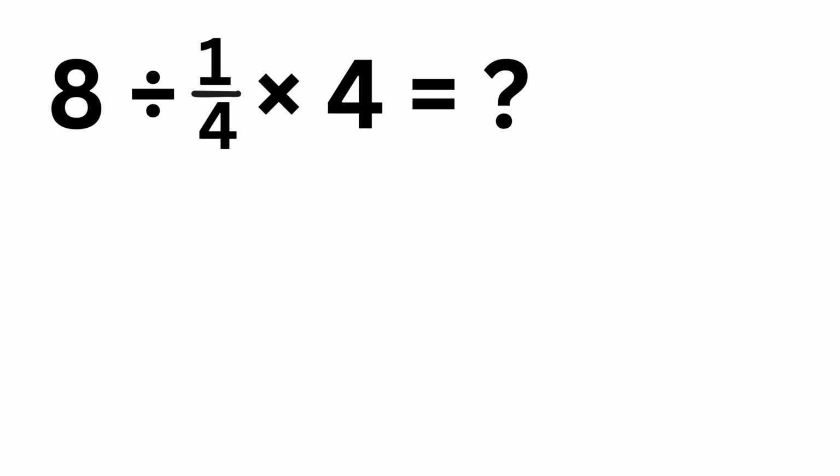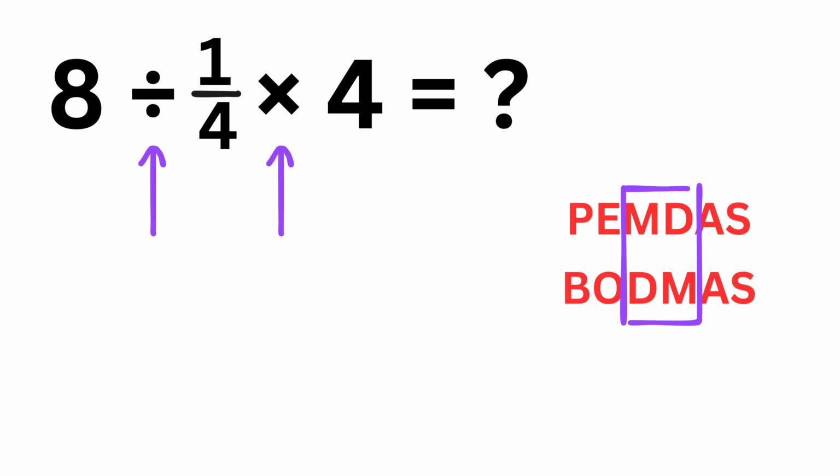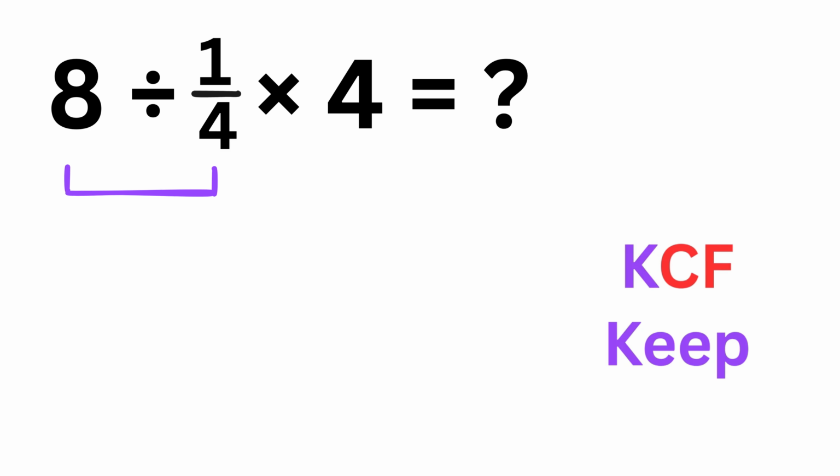In this question, we have one division and one multiplication. And as we know, multiplication and division have equal priority, and we have to go from left to right. So we start with 8 divided by 1 over 4. Now, according to the KCF rule, K stands for keep, C stands for change, and F stands for flip.